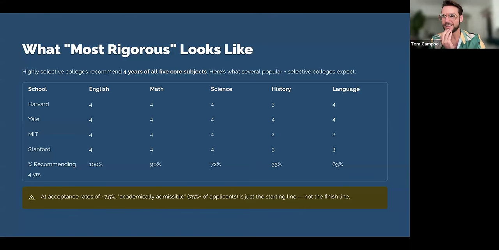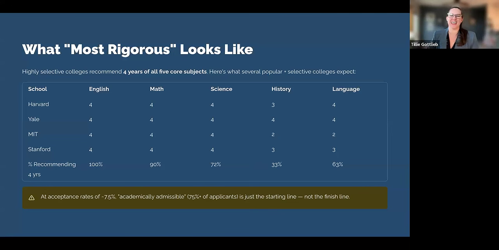So Tillie, I don't know if this was your slide or if this was me. I think it might have been me. But anyway, still you. Okay, still me. Yeah, I think this is my last one. Yeah. You're good to go.